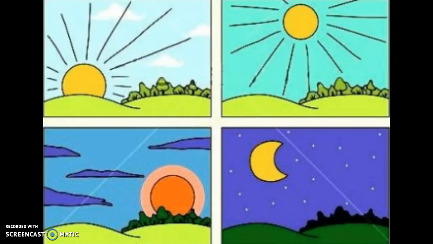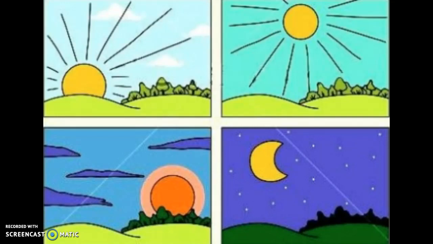Welcome back. Now that you have the parts of the day cards, you're going to be making a Seesaw video explaining where the sun is during the different times of the day. So the first thing you need to do is put the parts of the day cards in order from what would happen first thing in the morning all the way to what would happen at nighttime.